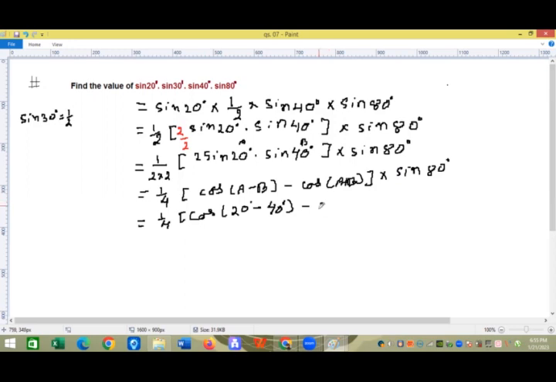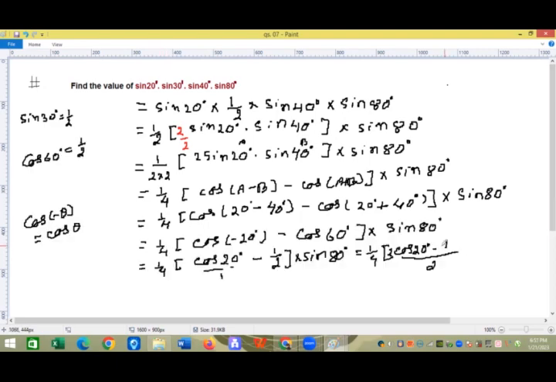Similarly, minus, this is cos(A plus B), where A is 20 degrees and B is 40 degrees, and then close the bracket, and this is sine 80 degrees. All right, and then let's go further here. So this is 1, and then outside we have here sine 80 degrees. Okay, and now let's take this to outside.